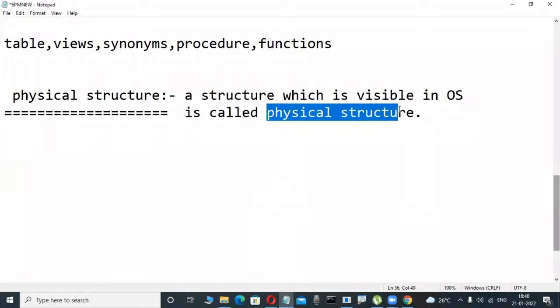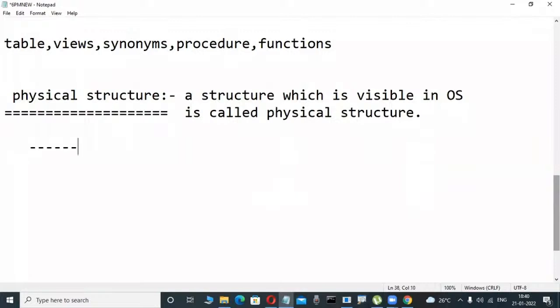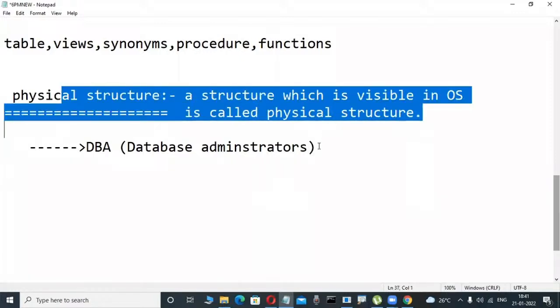But the physical structure, you are not working in it, I am not working in it. Some different type of persons are working. Who is that? DBA, database administrator. On the project side, some other type of persons are there in a database. Those database administrators only are working in the physical structure.